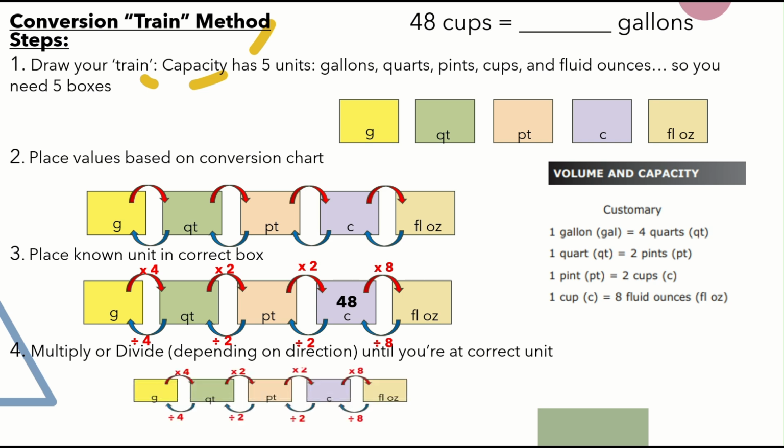So I would just simply divide 48 by 2, that gives me 24. 24 divided by 2 gives me 12. And then 12 divided by 4, we get 3. So now we know that 48 cups is equal to 3 gallons. Let's look at a practice problem.